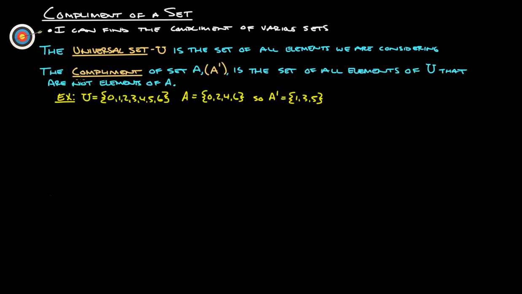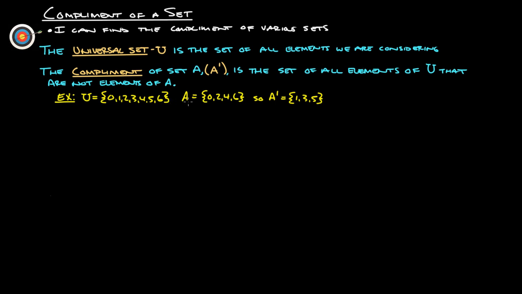So with that, the complement of a set, so the complement of set A, which we call A prime, is the set of all elements of U, the universal set, that are not elements of A. So for example, say we've got the universal set 0, 1, 2, 3, 4, 5, and 6. Again, universal set, these are the only numbers that we care about in the whole world. So we just ignore all other numbers. We don't care about those right now. Our whole universe is 0 through 6.